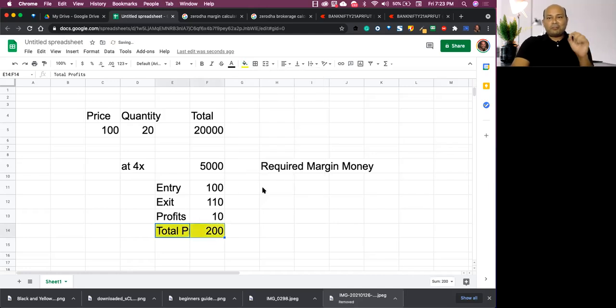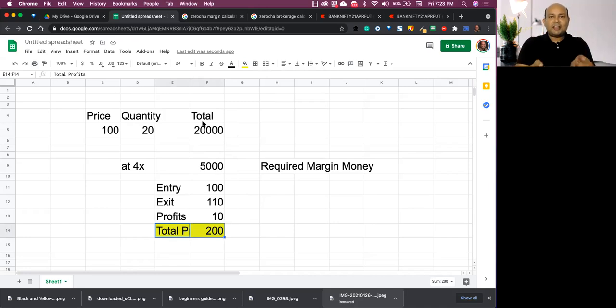So whether you make profits or whether you make losses, while you are taking only 4x leverage, the actual risk is going to be on 20,000 itself. This is something that many people miss to understand.